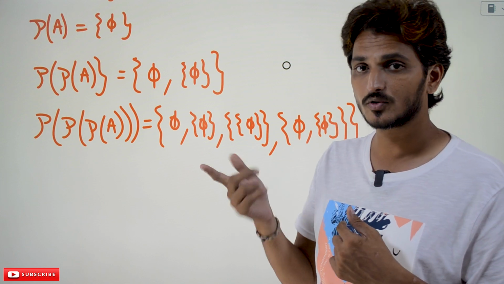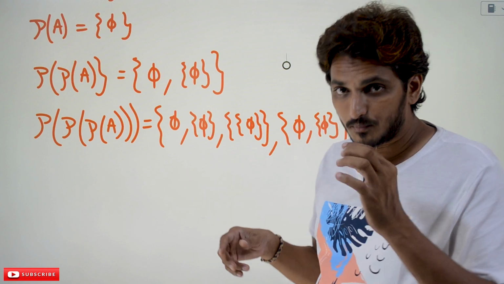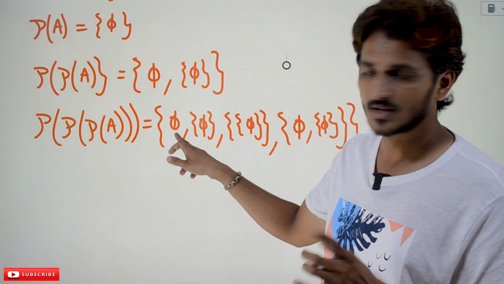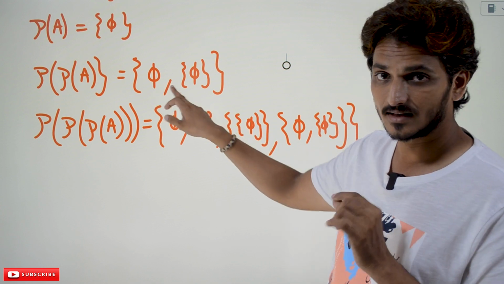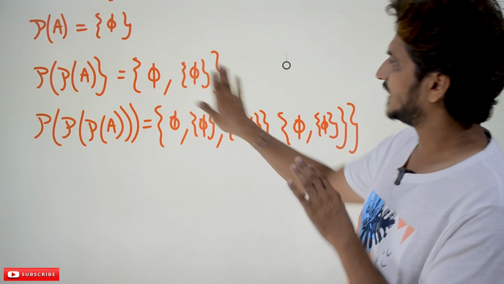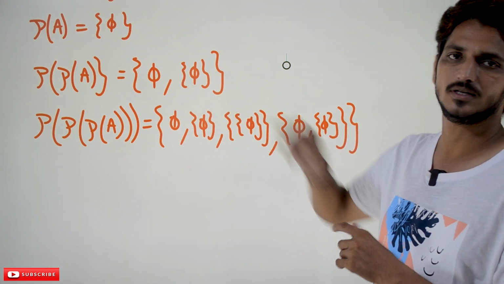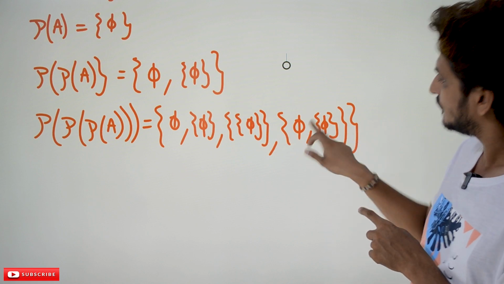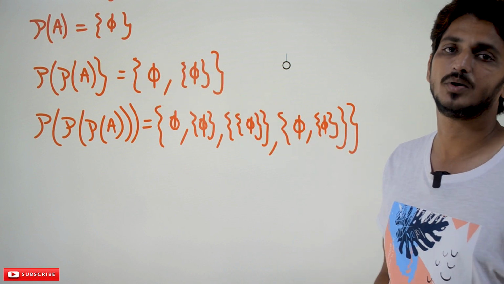If 2 elements are there, 2 power 2. Total how many elements should be there in the power set? 4 elements. So phi, the empty set, is a subset for any set. In this, what's the first element? Set of the first element is a subset for this set. Set of the second element is a subset of this set. Set of first element, second element is a subset of this. This is how we write the power set.